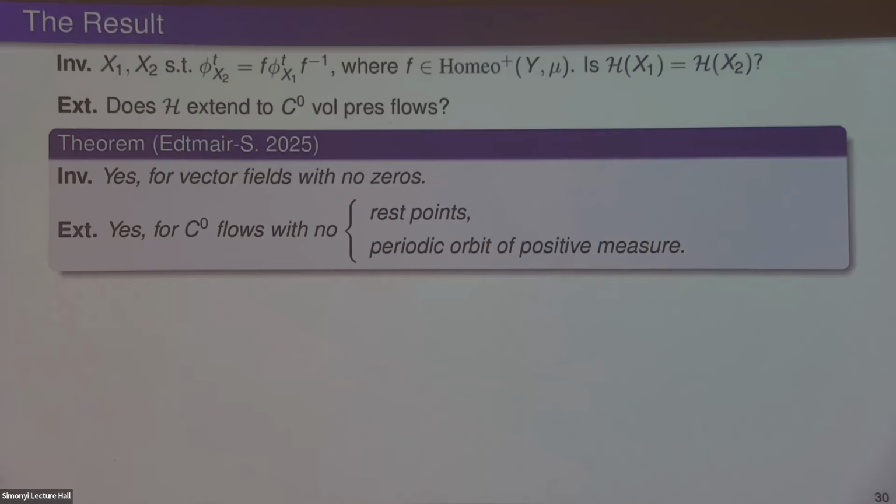I was confused. Do you need both, or any one of the two? No, I need both: no rest points and no periodic orbits of positive measure. And you think if you had a periodic orbit of positive measure, it just might not be true. So you think if it has no periodic orbits of positive measure but could have rest points, that's an interesting question. We do have some results that we think can go further, but to full generality, we don't know how to go there yet, or maybe never.